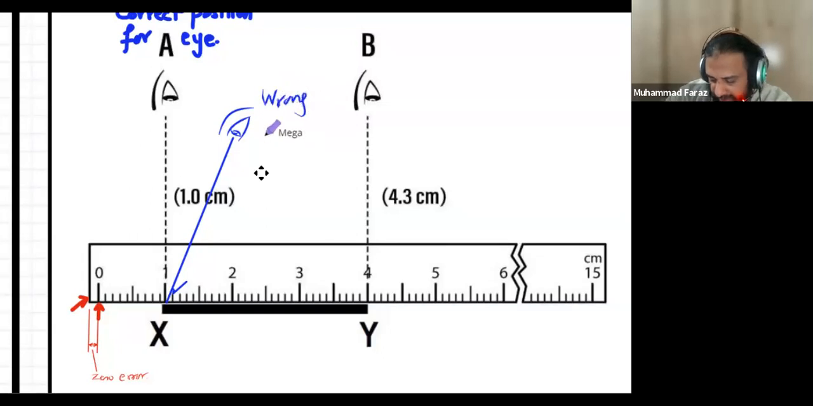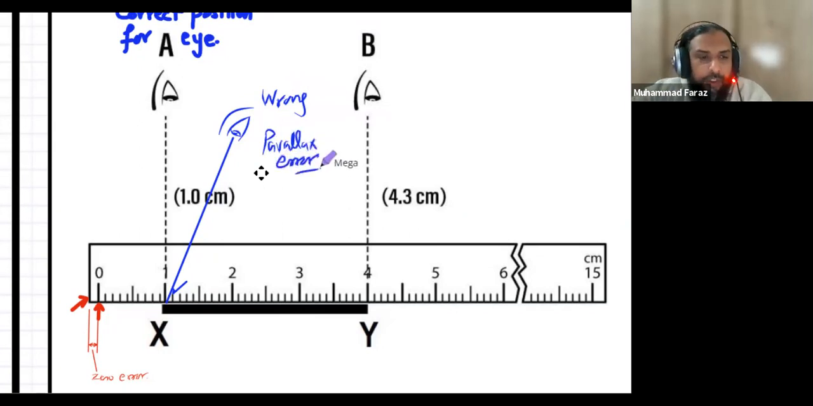And this is how parallax error comes into being. So parallax error is a kind of error that is caused because of improper position of your line of sight. If your line of sight is not perpendicular to the scale, you might be getting a reading which is a bit more or a bit less than the original reading. This difference of reading is known as parallax error. And to overcome this error, what you need to do is make the line of sight perpendicular to the scale.